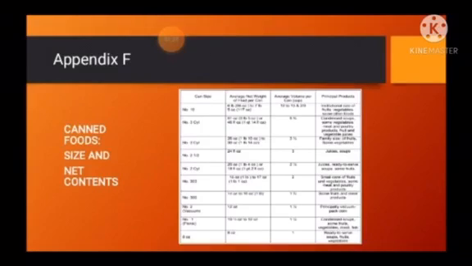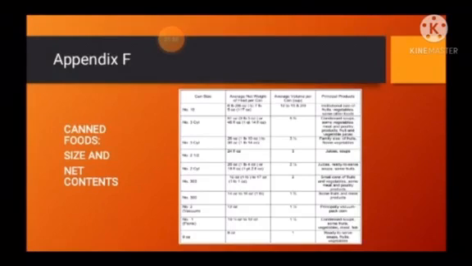Its principal product is family size fruits and some vegetables. Can size 2 1/2: the average net weight of fluid per can is 24 ounces. Average volume per can is 3 cups. Principal product is juices or soups. Can size number 2 cell: its average net weight is 20 ounces or 18 ounces. The average volume per can is 2 1/2 cups. Its principal product is juices, ready-to-serve soup, and some fruit.